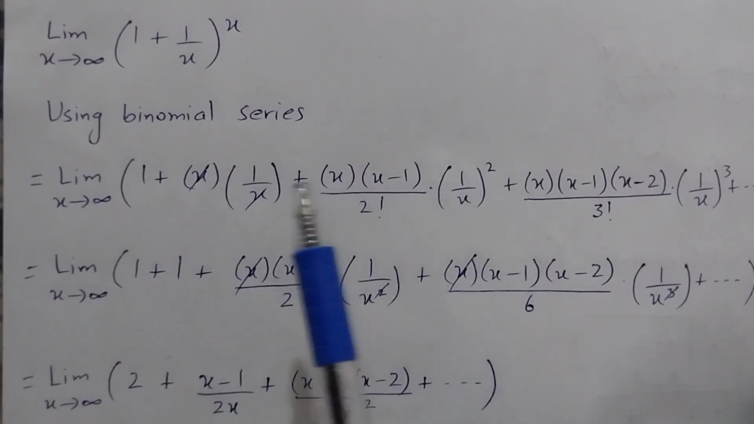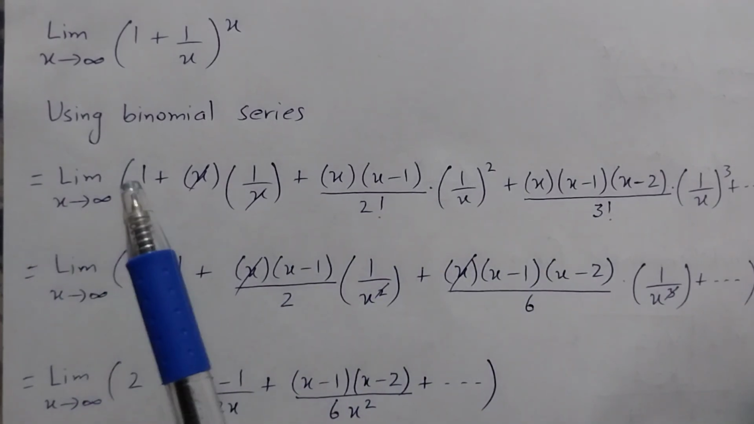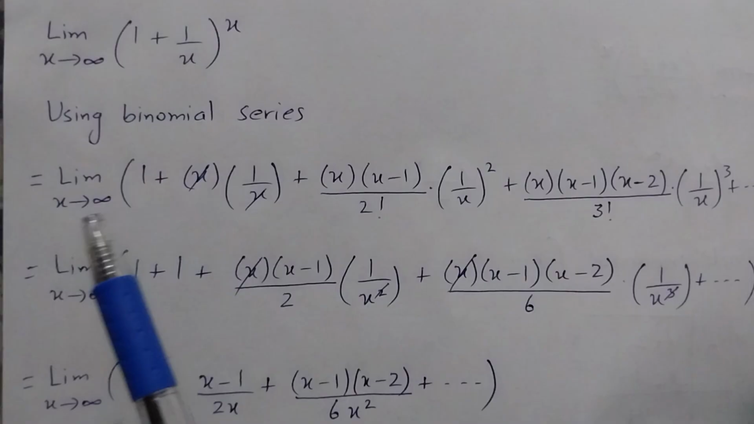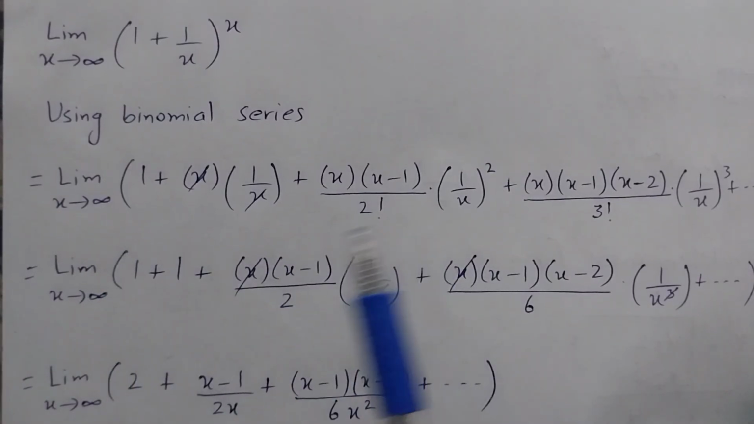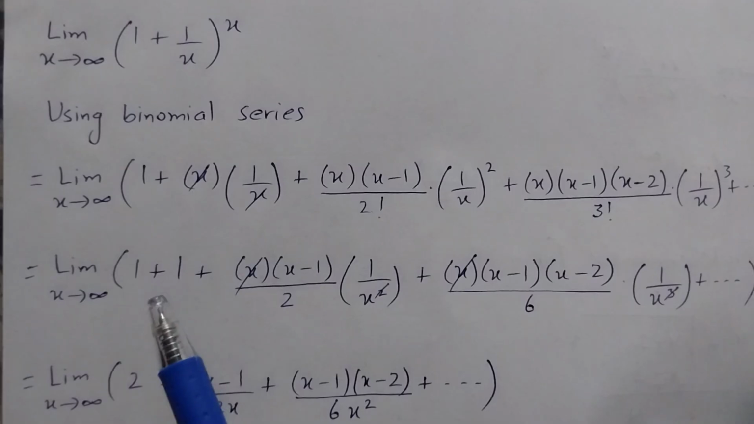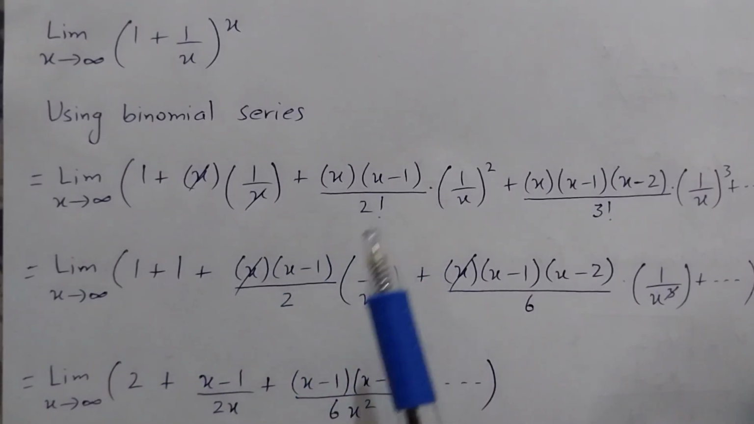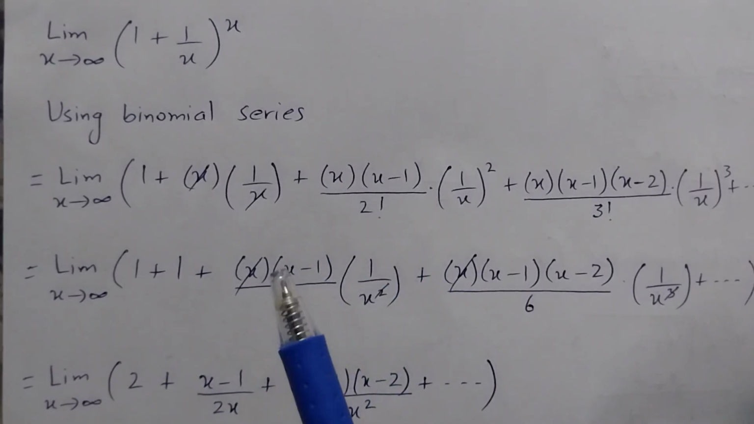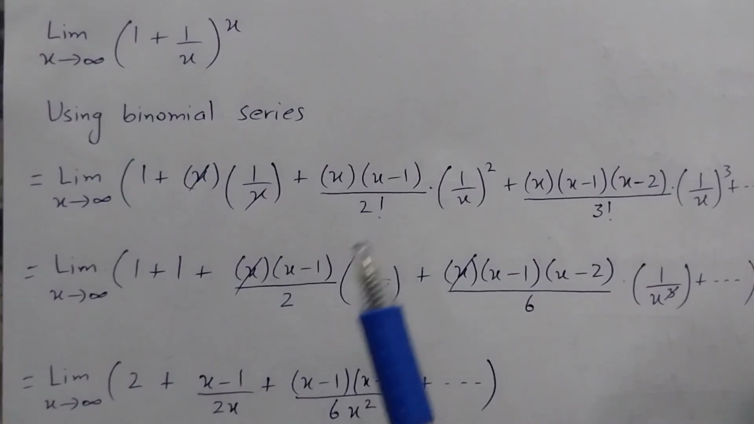We can simplify this expansion and apply this limit to those terms separately. So this x and x get cancelled. So we are left with 1 plus 1 plus, 2 factorial is simply 2, because 2 factorial is equal to 2 into 1, which is 2. And then 1 over x squared.